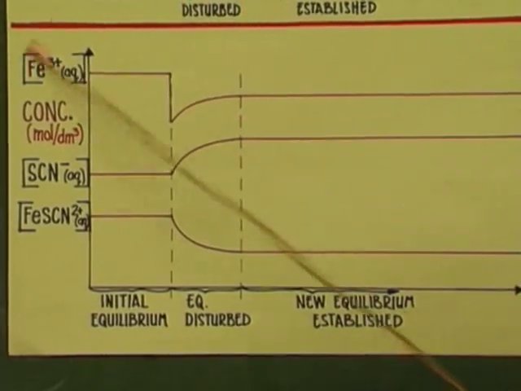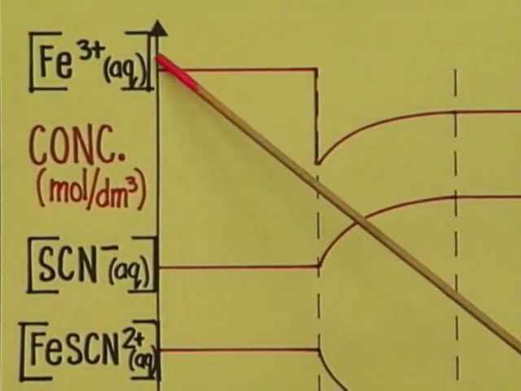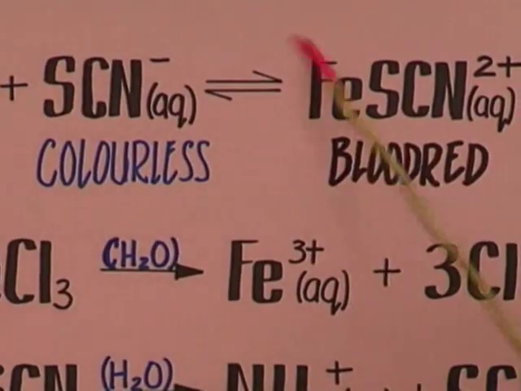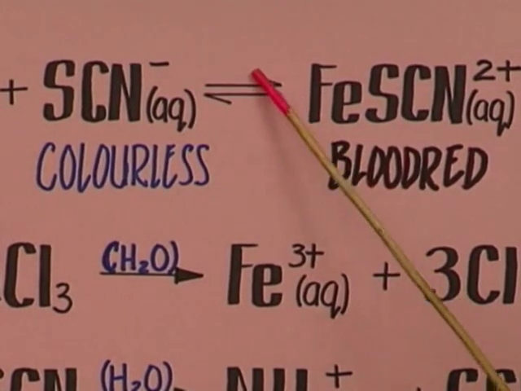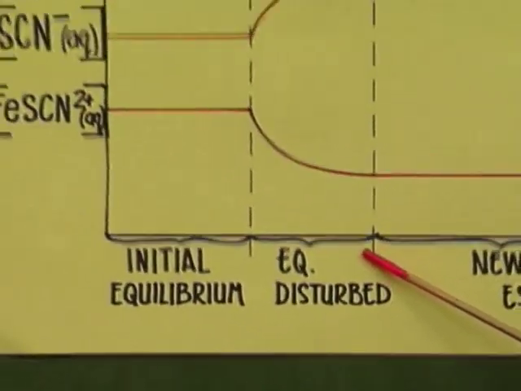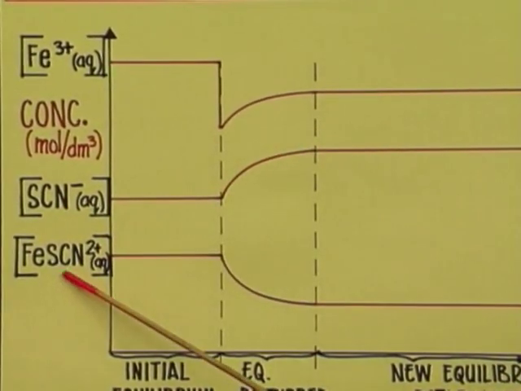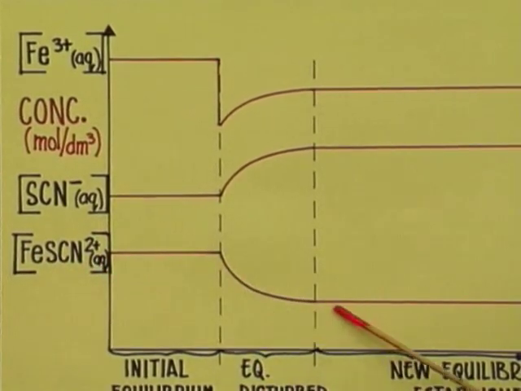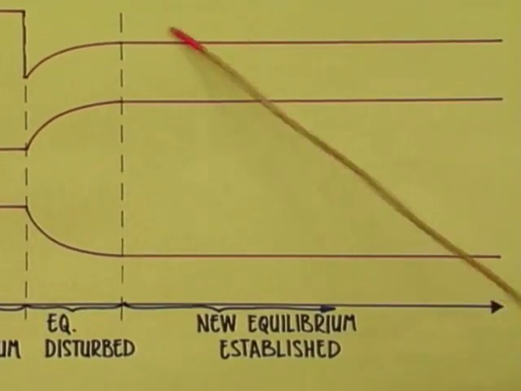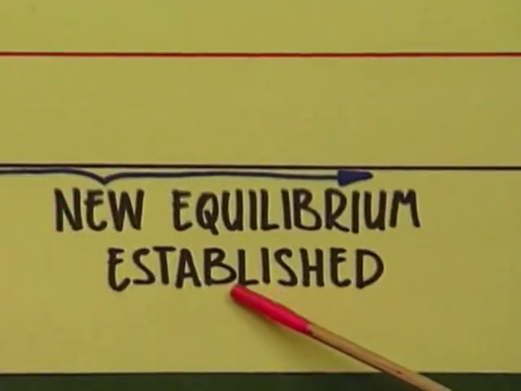This graph here shows that immediately after the addition of the sodium phosphate solution, the iron 3 ion concentration is reduced to this value, and then the concentration will increase since the rate of the reverse reaction will exceed the rate of the forward reaction during this interval when the equilibrium is disturbed. At the same time, the concentration of the thiocyanate ions will increase, while the concentration of the iron thiocyanate ions will decrease until the rates of the forward and reverse reactions once again become equal and all concentrations of reactants and products become constant at the newly established equilibrium.